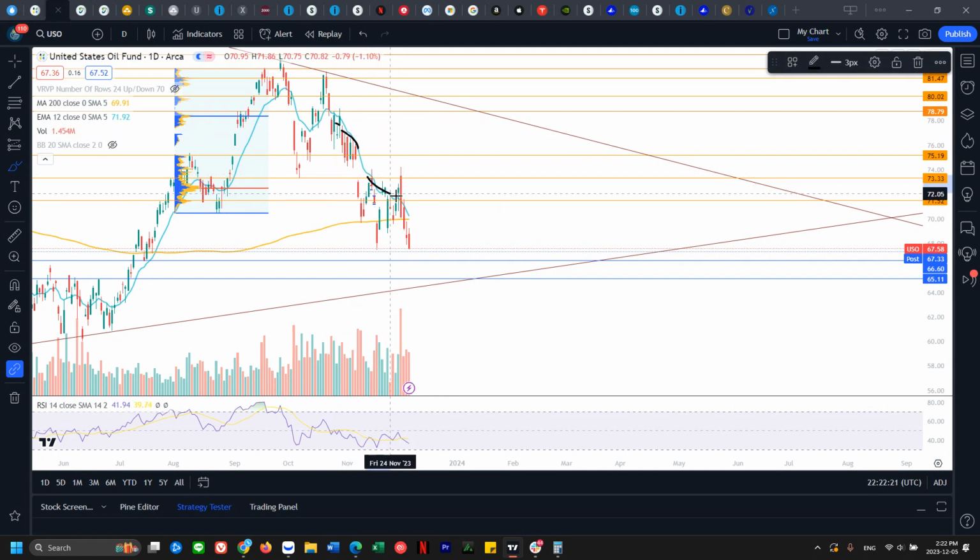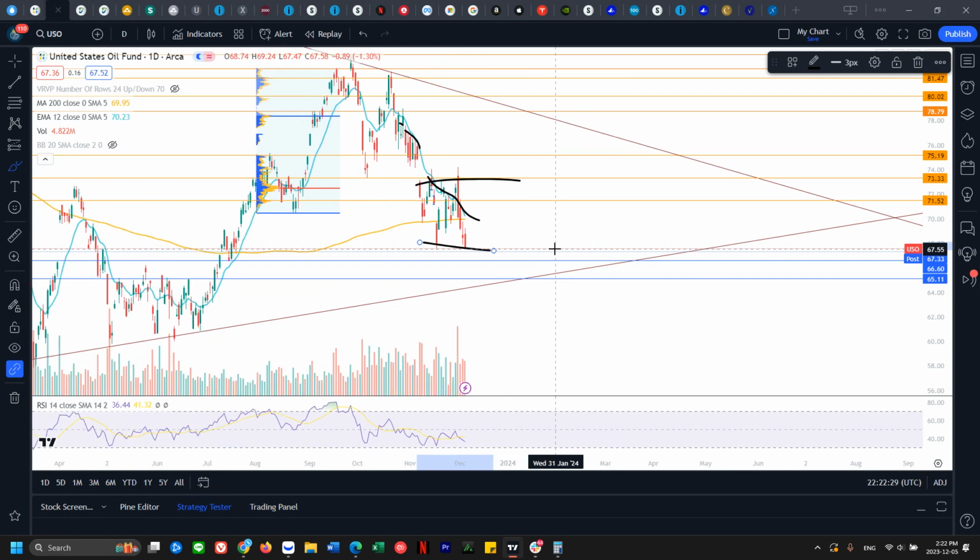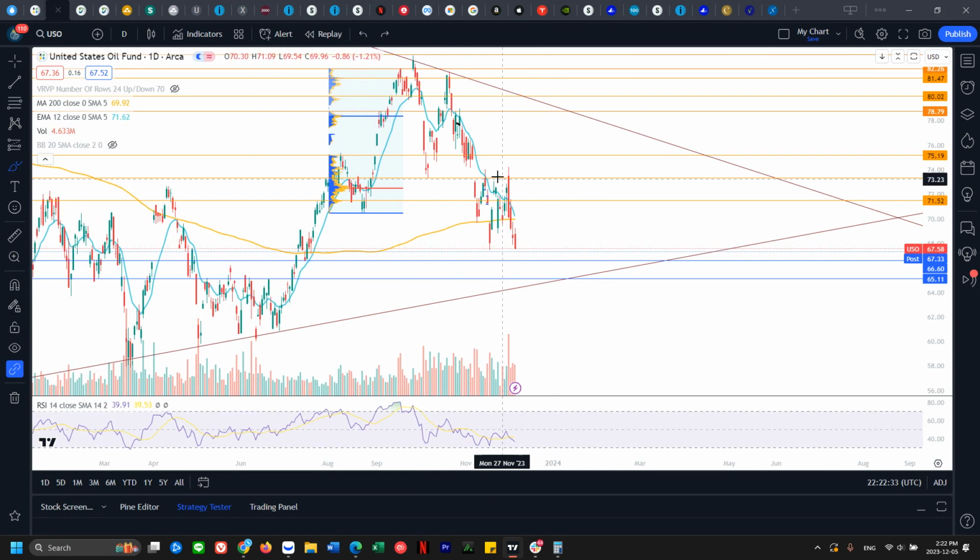Rejection over here, rejection, and it's about to break the sideways range. Broke this zone at this 67.5 zone. And if we do bounce, then I'm looking back up at this 12 EMA, see if we can go above that. If it gets above that, then I'm looking back at the top of this sideways range.